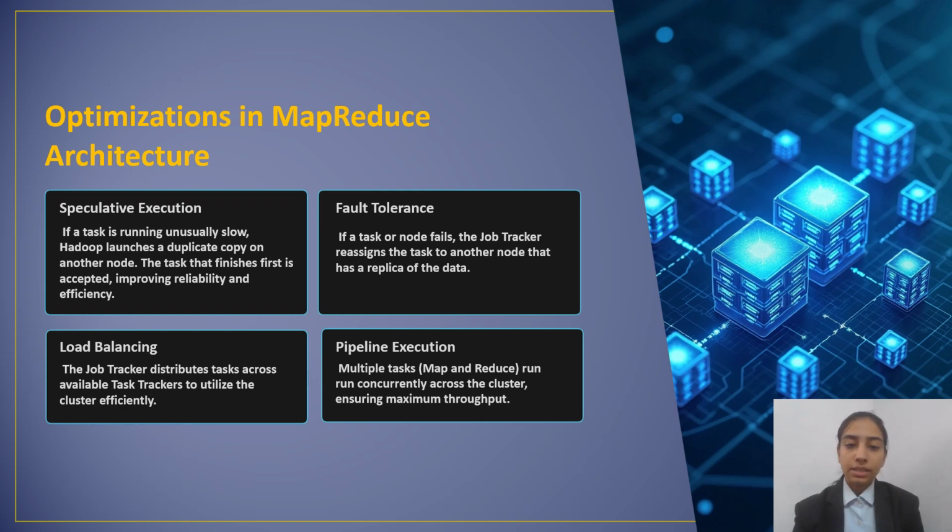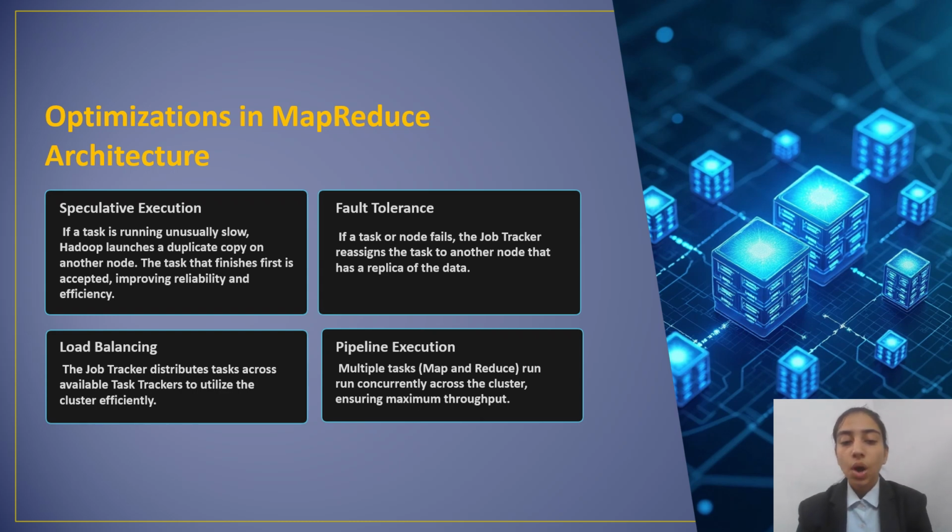Second is load balancing, which makes sure that all the machines in the cluster are used evenly and efficiently, so no machine stays idle. Third one is fault tolerance, which means that if a task or machine fails, Hadoop automatically runs that task again on another machine that has a copy of the data. Fourth one is pipeline execution, which allows multiple tasks to run at the same time, which increases speed and performance.